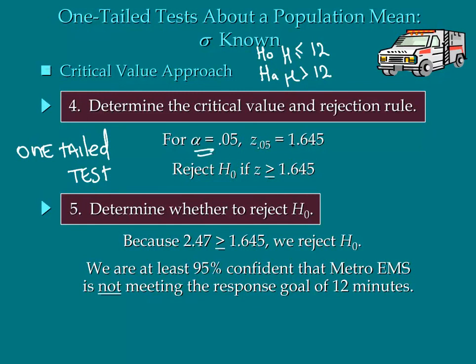Now, alpha and a one-tailed test, that means the critical value there is 1.645. And we reject the null hypothesis if the test statistic is greater than the critical value. In this case it was. We've seen that in the last slide. Now, because 2.47 is greater than 1.645, we reject the null hypothesis.